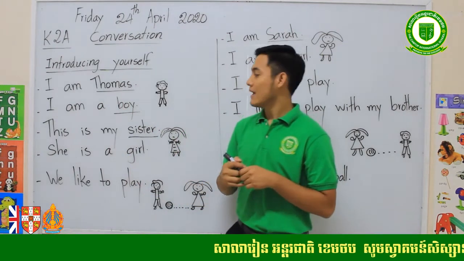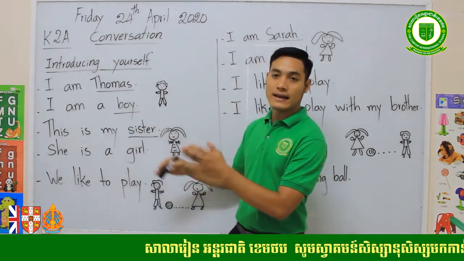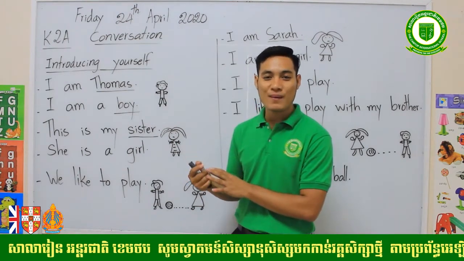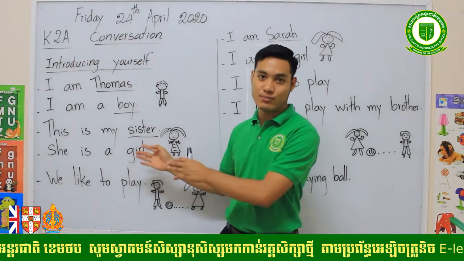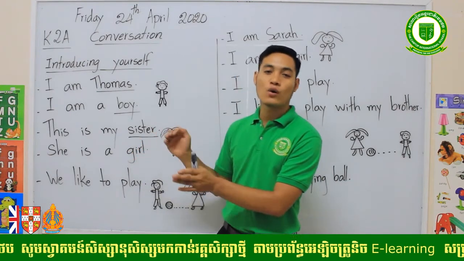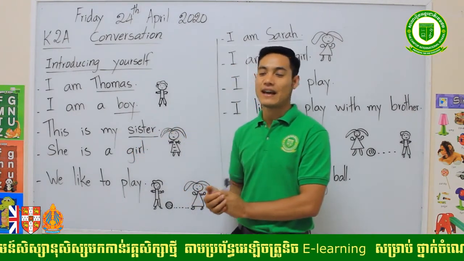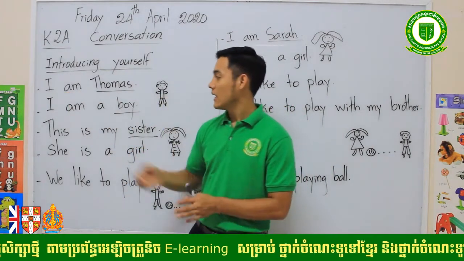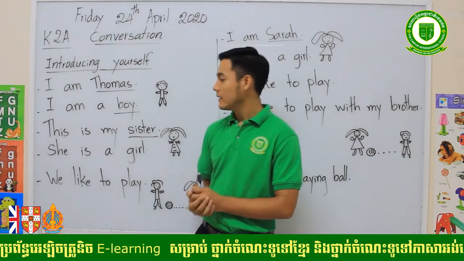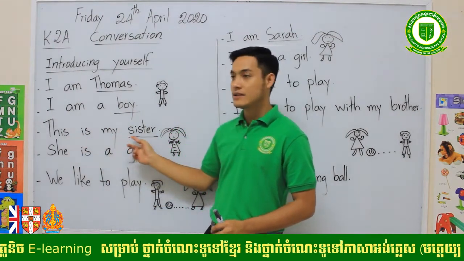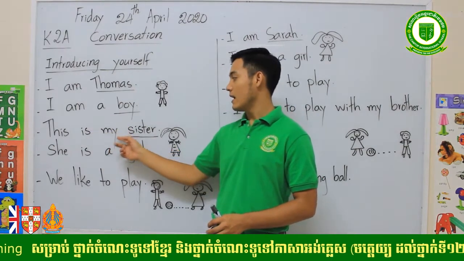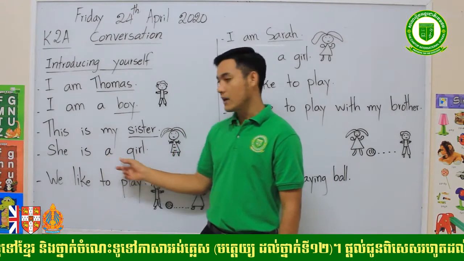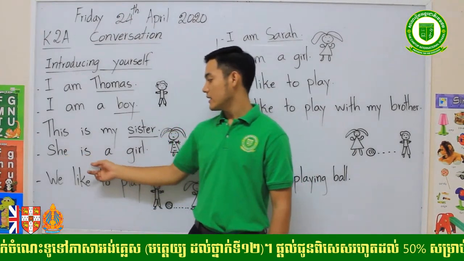Why? Because this is sister, and if you want to introduce your brother, your daddy, your mommy, you just change the word sister to the word brother, to the word mommy, or to the word daddy, like that. Okay? So again, I am Thomas. I am a boy. This is my sister. She is a girl.